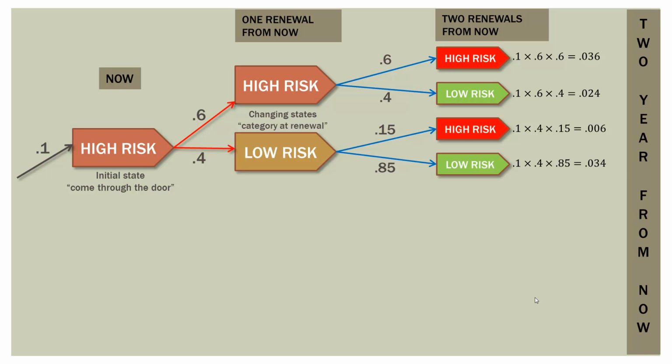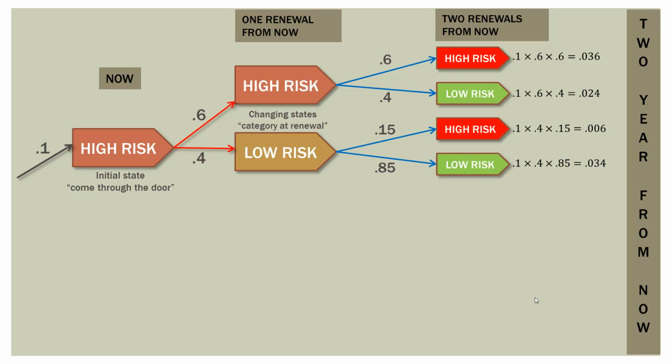Okay, so again, we're only interested if the customer comes in and is put in high risk. So we're not even worried about the bottom half of the probability tree, because we're only worried about this top half. So given that they're high risk when they sign up, what is the probability that they're high risk or low risk 2 years from now over there on the right?